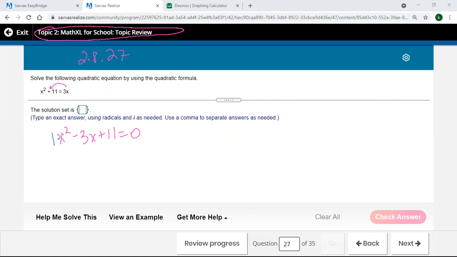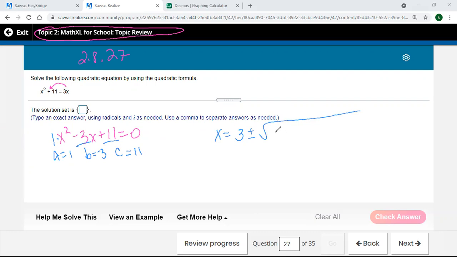My A coefficient there, 1. My B, the coefficient here, -3. And the C, the constant term, 11. Plug it in. X equals -b, so -3 is +3, plus or minus the square root.